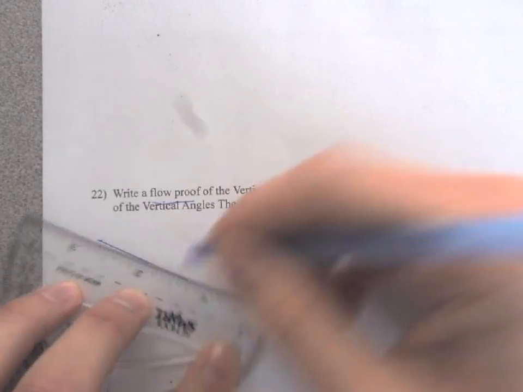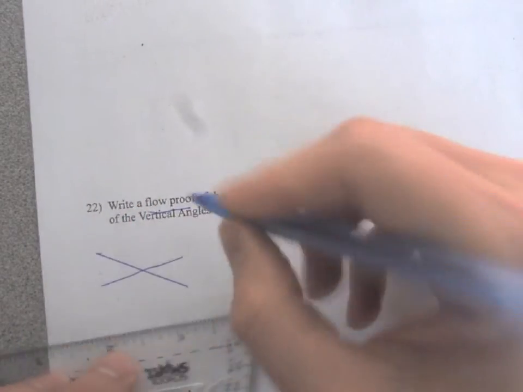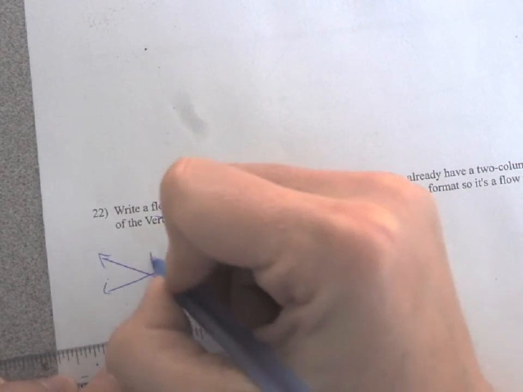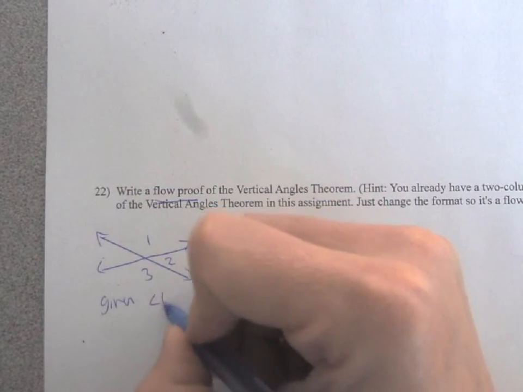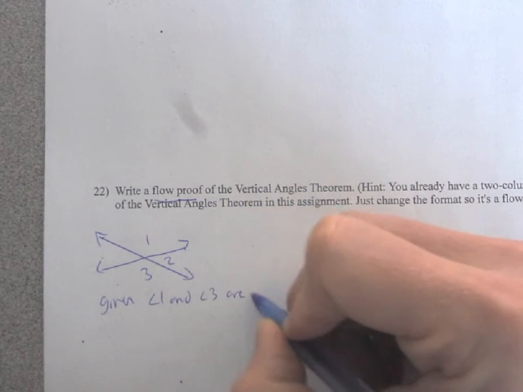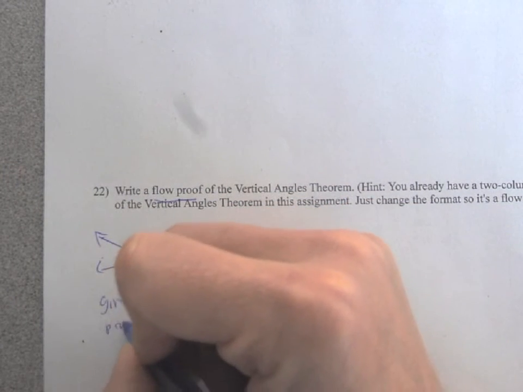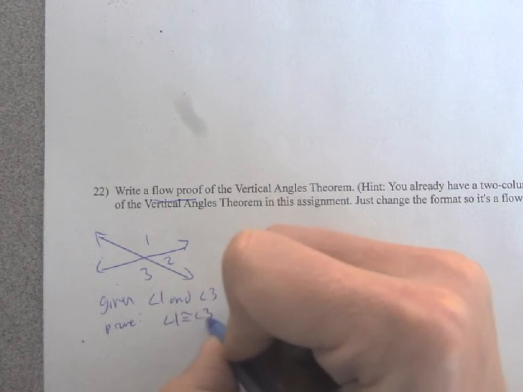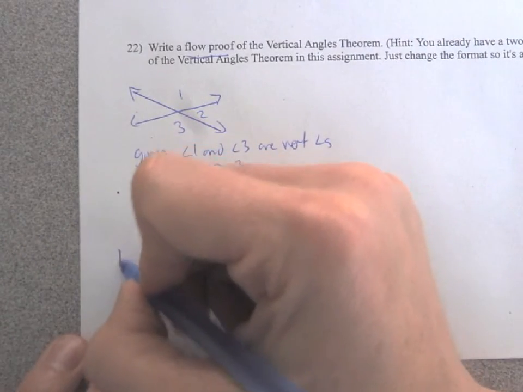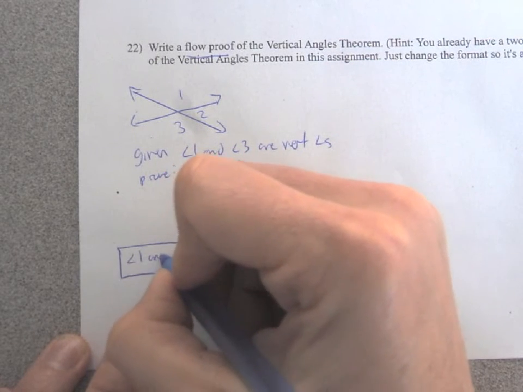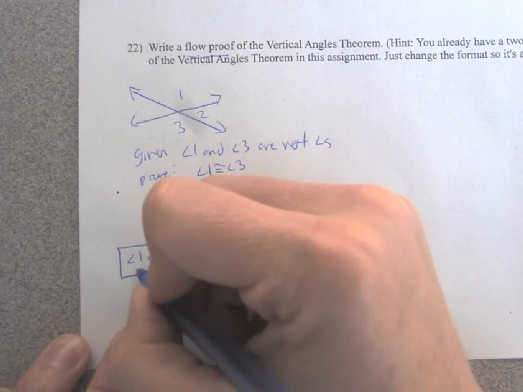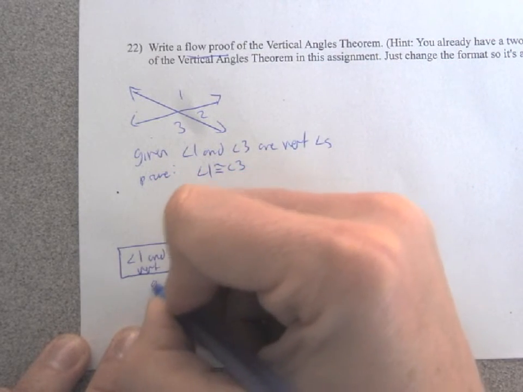So let's draw a representative figure again. So we'll draw two intersecting lines. I'm going to call this angle 1, angle 3, and angle 2. Okay, given angle 1 and angle 3 are vertical angles, prove that angle 1 is congruent to angle 3. Okay, so we start off with a single box here. Angle 1 and angle 3 are vertical angles, given.